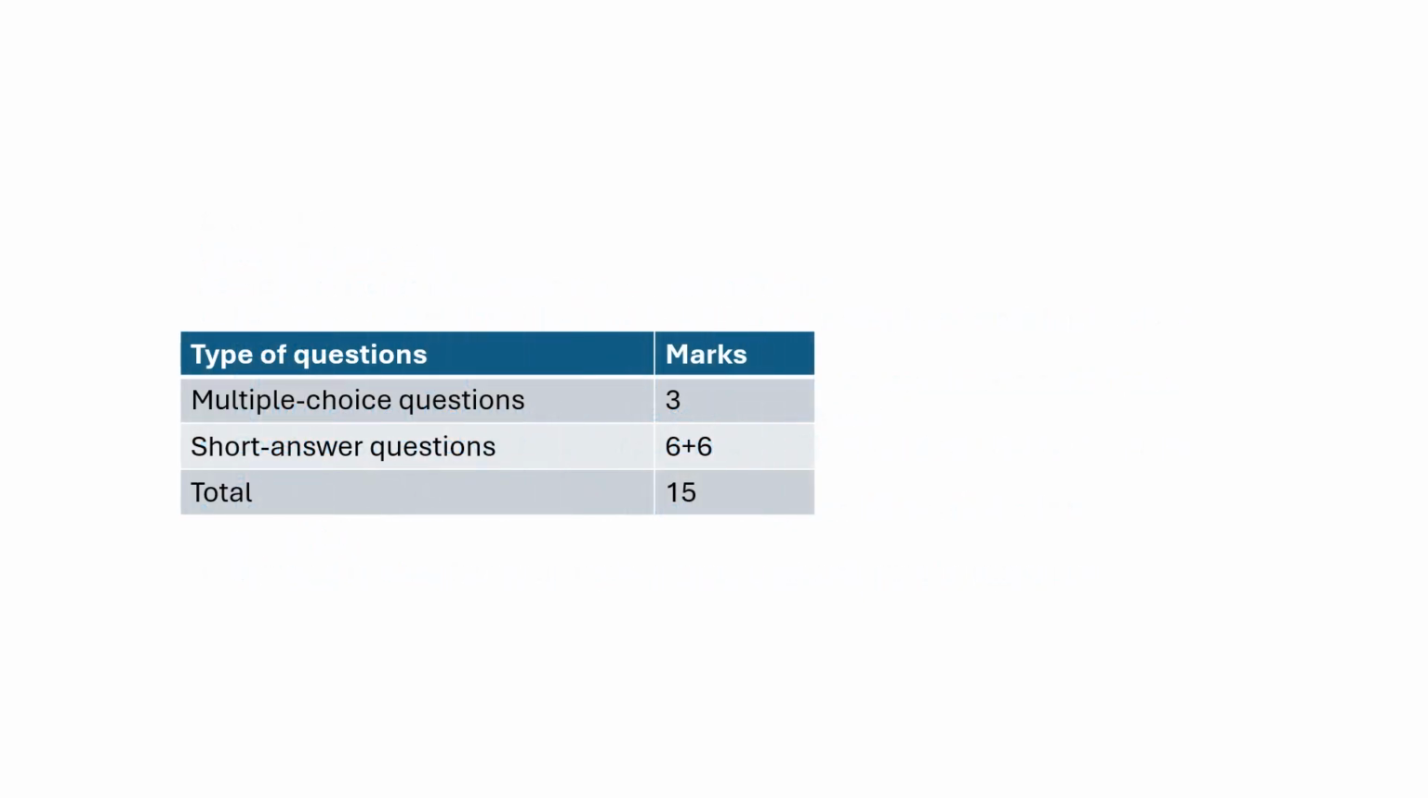In photosynthesis, cellular respiration, and biotechnological applications, 3 multiple-choice questions are worth 3 marks, and 2 short-answer questions are worth 12 marks. The overall score for this section is 15 marks. With a total possible score of 120 points, the percentage for this section is 12.5% of the total score.